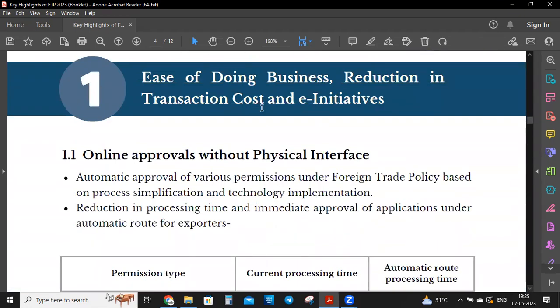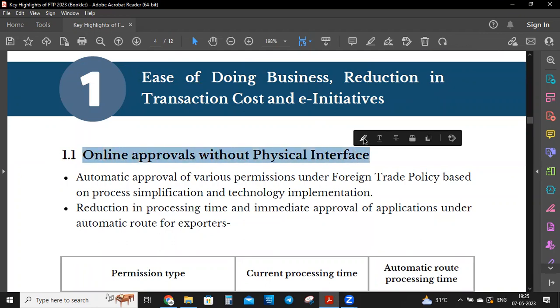Okay, so first, ease of doing business, reduction in transaction cost, and e-initiative. So online approval without physical interface. As per the new policy, there will be online approval without physical interface. Automatic approval of various permission under foreign trade policy based on process simplification and technology implementation.